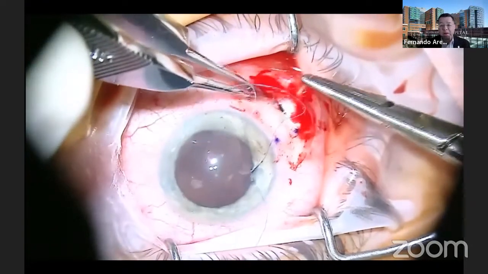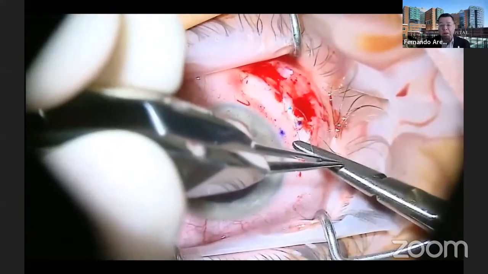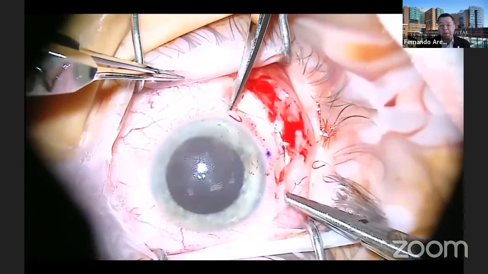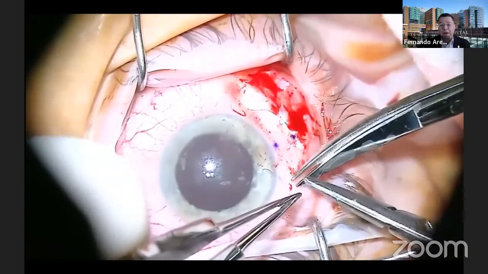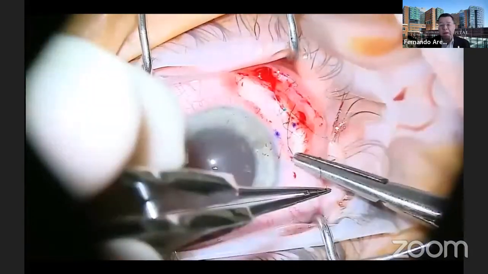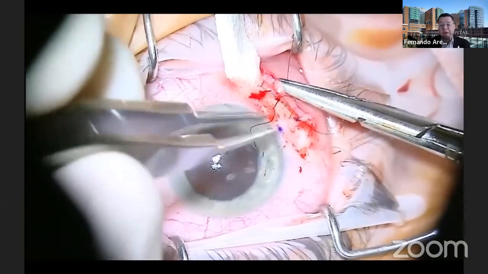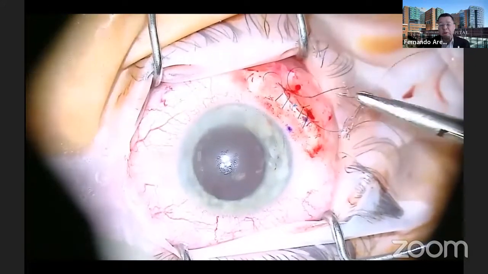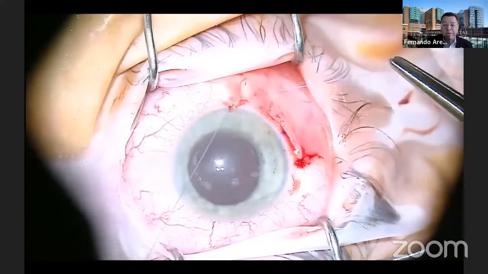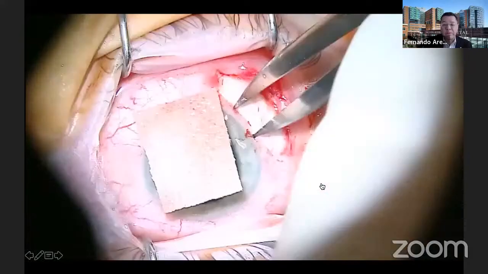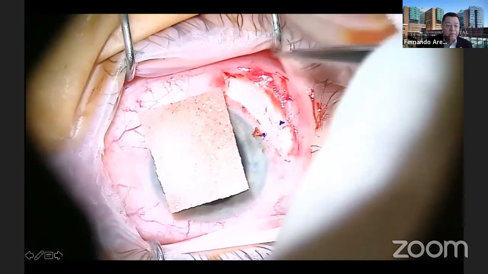And once it is fixed with that Prolene suture, I leave the suture a little long so that when we close the wound with nylon 9/0, it can trap that Prolene suture to end the surgery. And you can see that here. Usually you need the Prolene suture in the center and then 2 more sutures to each side, and close the conjunctiva with Vicryl 7/0.